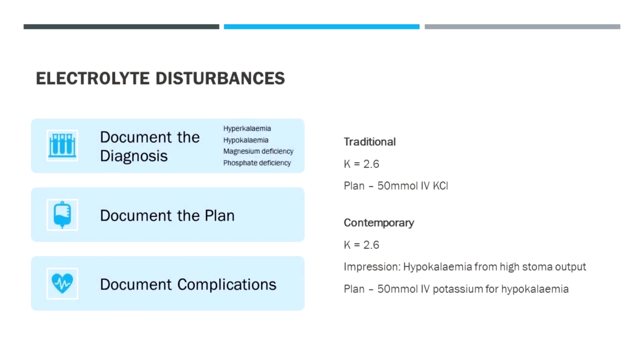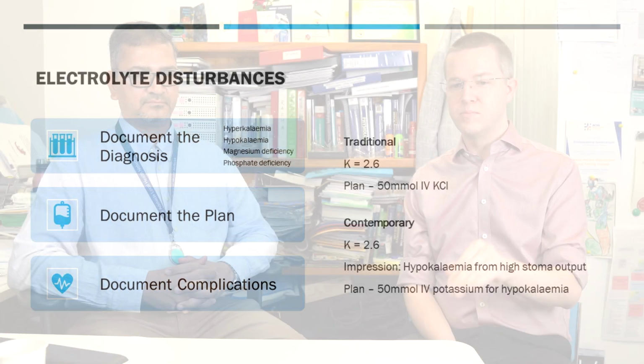So here's a really traditional and simplified way. A lot of people would just write the potassium and then work the plan. It's missing the diagnosis, so we can't code that. And so very simply, I haven't really changed much other than writing hypokalemia from high stoma output. So again, the diagnosis due to or from the condition that's underlying.